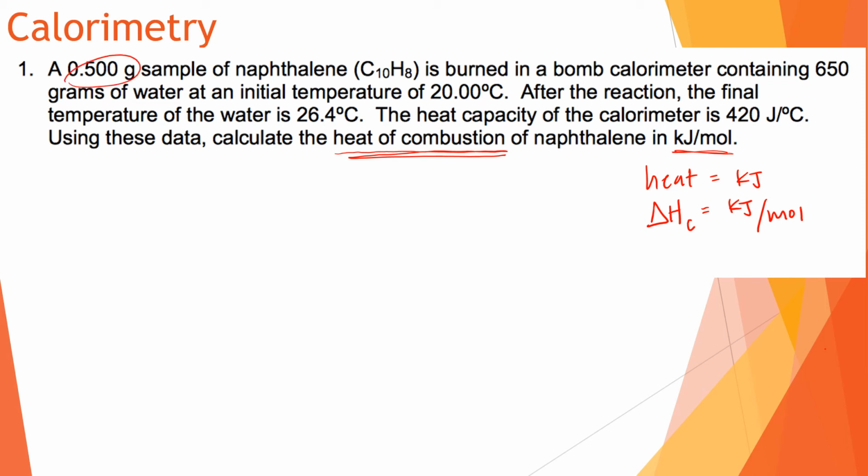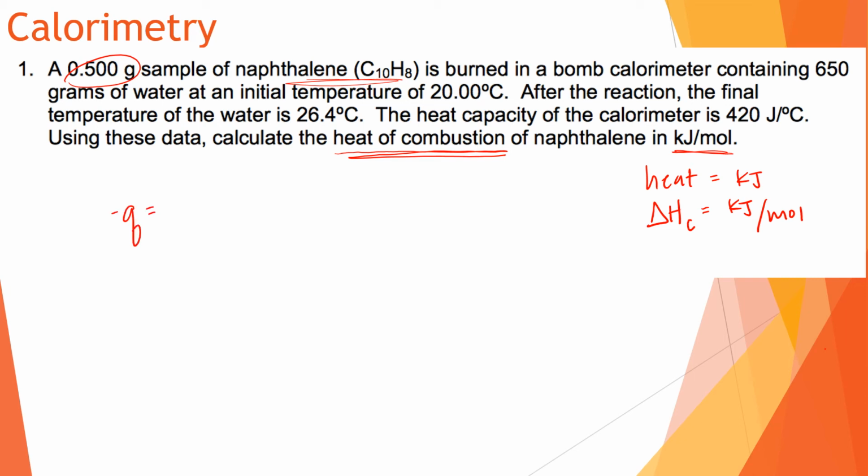So now the amount matters, because if it was 0.5 grams of naphthalene, it's going to be a certain amount of moles, and so we can figure out how many kilojoules is released per mole of that substance. So we're going to go about it the same way.